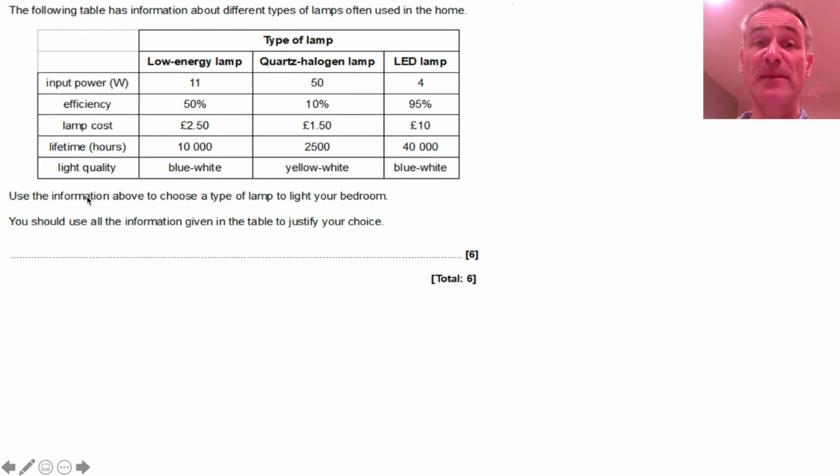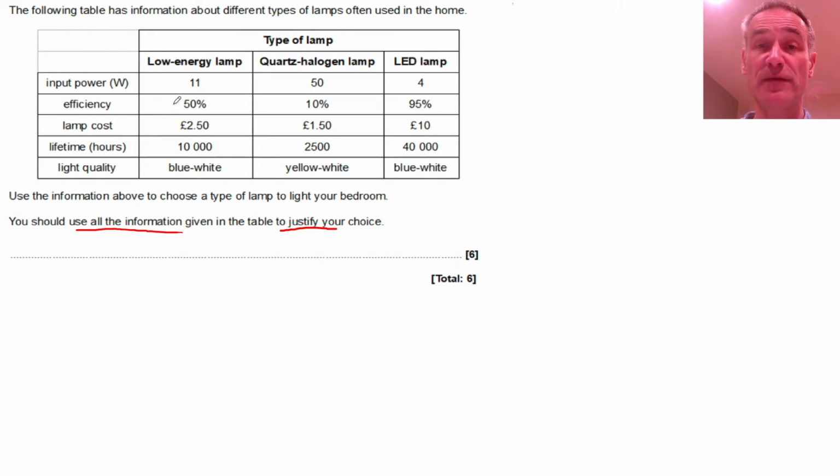It says, use the information above to choose a type of lamp to light your bedroom. You should use all the information given in the table to justify your answer. So the key one is justifying and using the information. And it says all the information. So first of all, it doesn't really matter which one you choose as long as you justify it and you can state why you've chosen it. But in order to justify it, you really just have to compare all of these. And I'll compare each one against each of these.